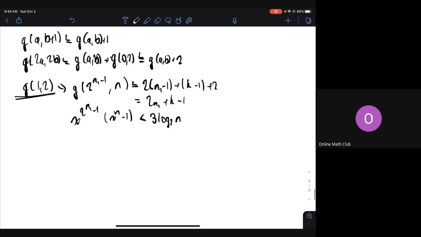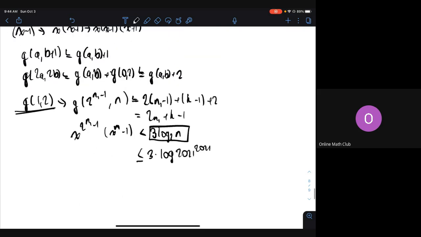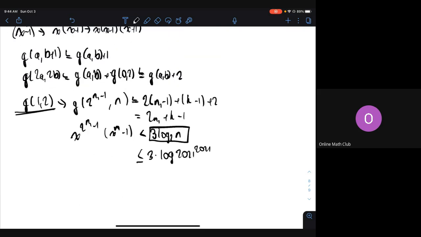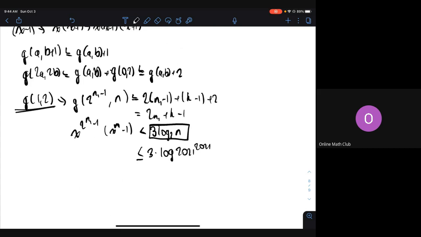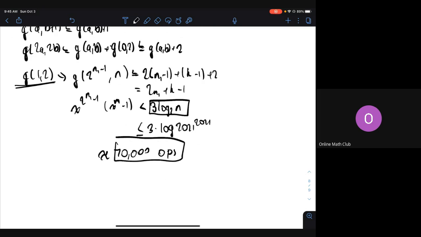Just to finish up, this factor of 3 log 2 of n is less than 3 times log 2021 to the power 2021. If you expand, and then use the fact that we can get to 20 in 5 steps, and you add, you'll find that the number of operations you need is around 70,000. This is a huge improvement over the 2021 to the power of 2021 to the power of 2021 steps that we had initially by just multiplying iteratively.